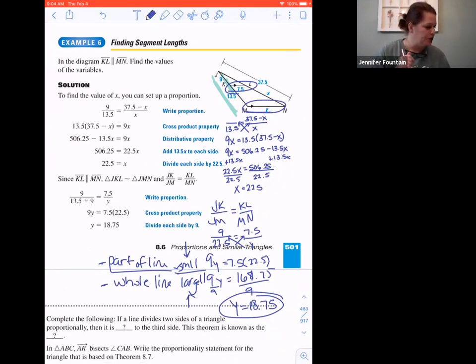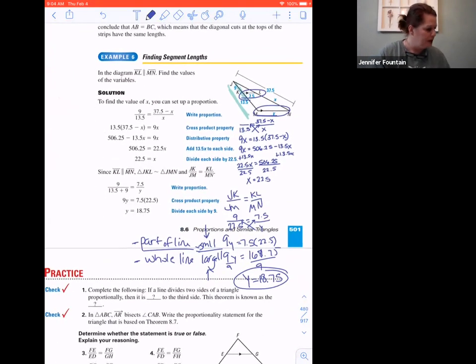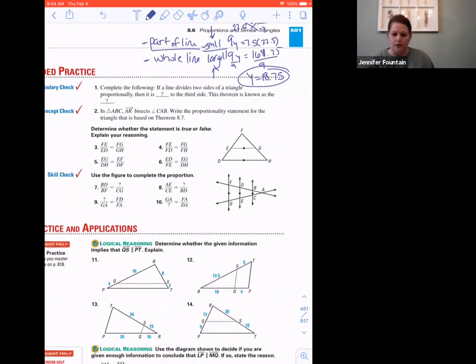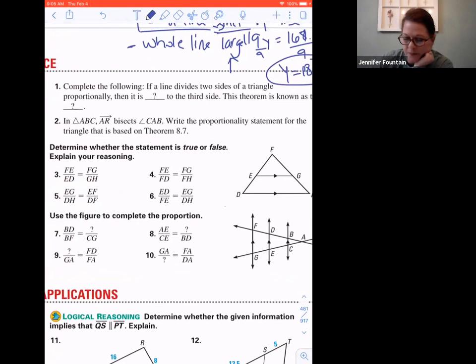All right. Now we're going to turn over to page 500. No, we're not. I'm already there. I had flipped back. We're going to turn over to page 502 and look at our guided practice. It says complete the following. If the line divides two sides of a triangle proportionally, then it is blank to the third side. So if a line divides two sides of a triangle proportionally, then it is parallel to the third side. And that was the one where we did the triangle proportionality converse.